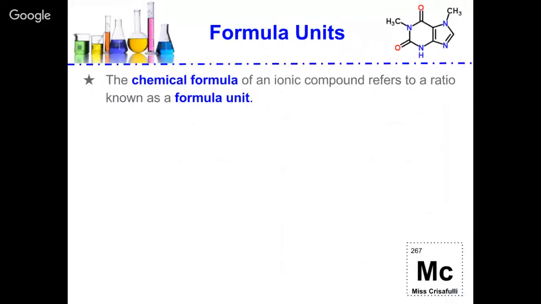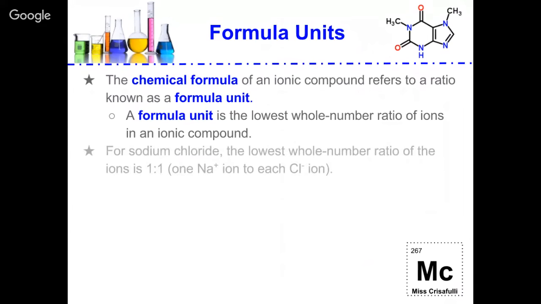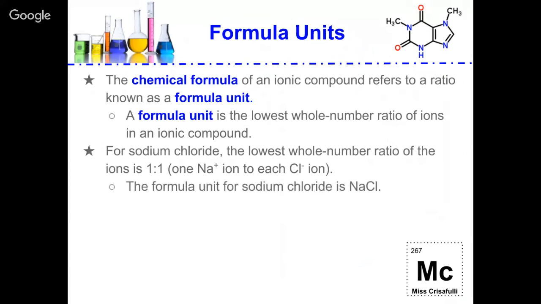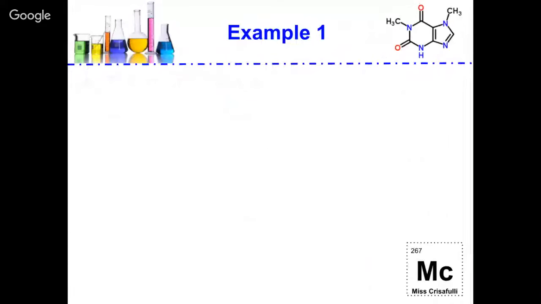So the chemical formula of an ionic compound refers to a ratio known as a formula unit. A formula unit is the lowest whole number ratio of ions in an ionic compound. For sodium chloride, the lowest whole number ratio of ions is 1:1. So that means that there's one Na+ ion to each Cl- ion. So the formula unit for sodium chloride will then be NaCl. Although the ionic charges are used to derive the correct formula, they are not shown when you write the formula unit for the compound. So let's look at an example.